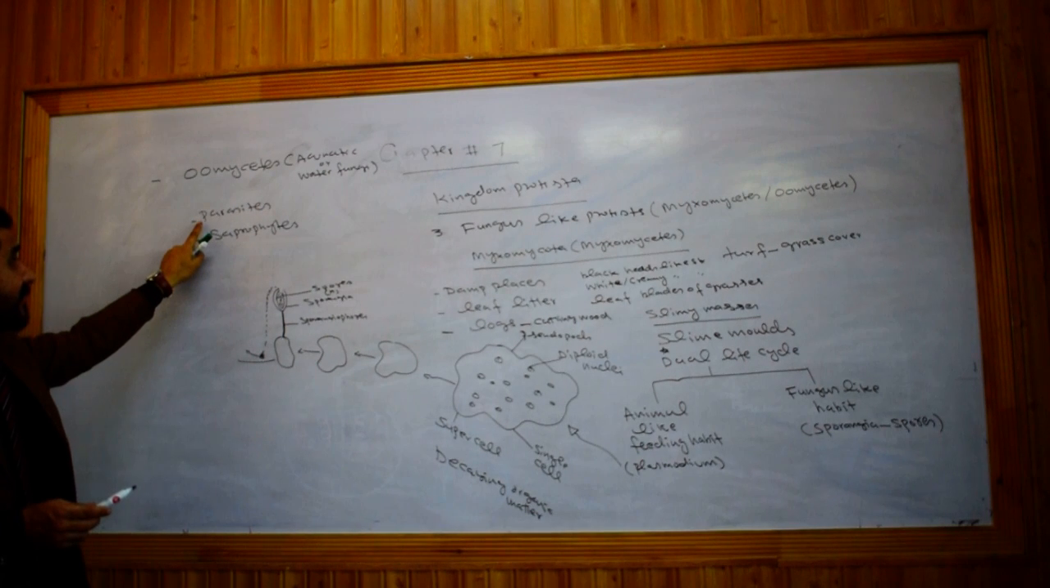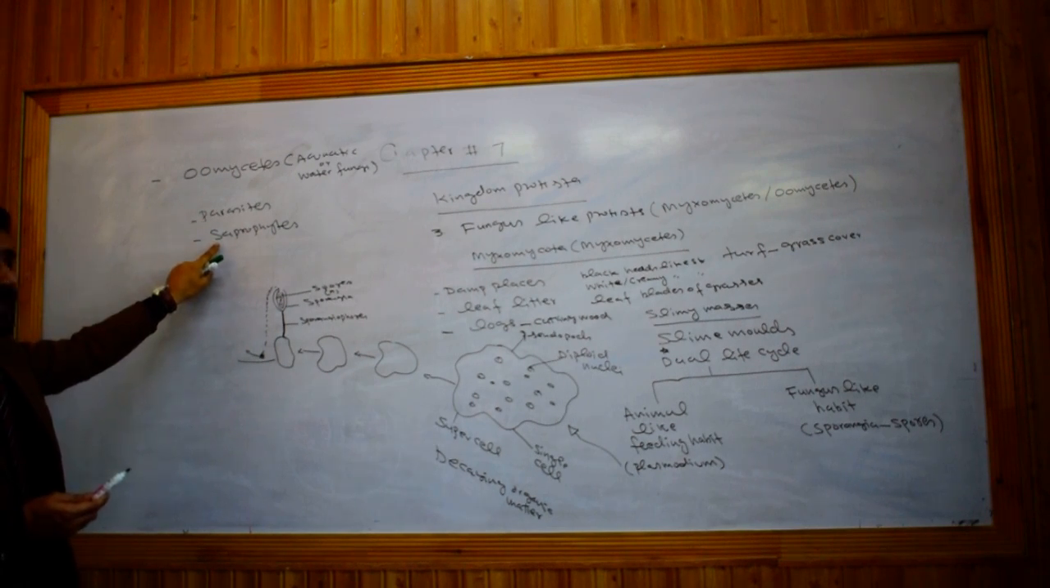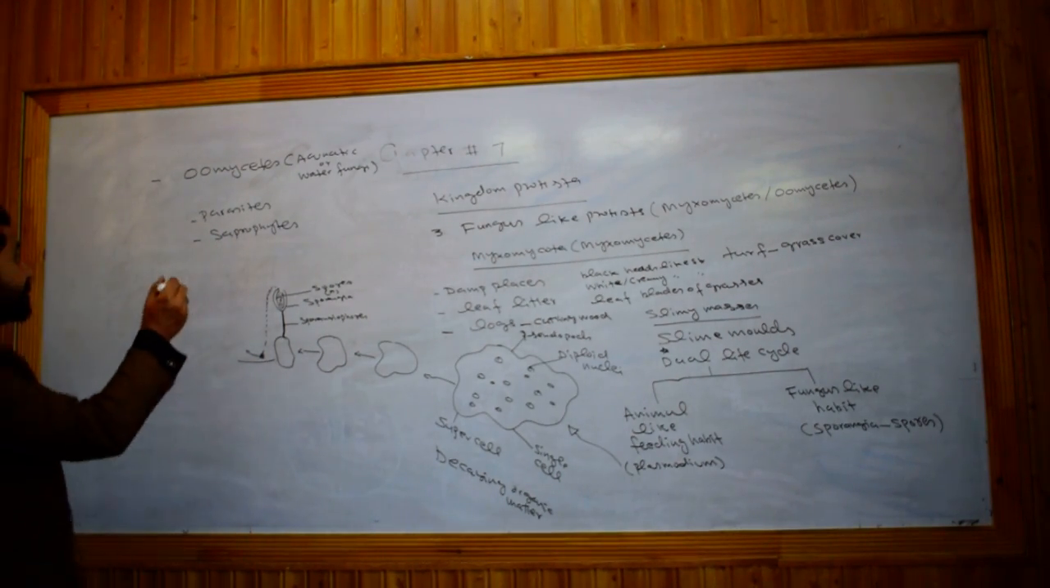That is, fungus-like protists. One is parasite, which parasitizes upon the living bodies, that is plants or animals, and the other are saprophytes, which get their nourishment in the form of what? Dead organic matter from the dead bodies of plants or animals which is present in their habitat.